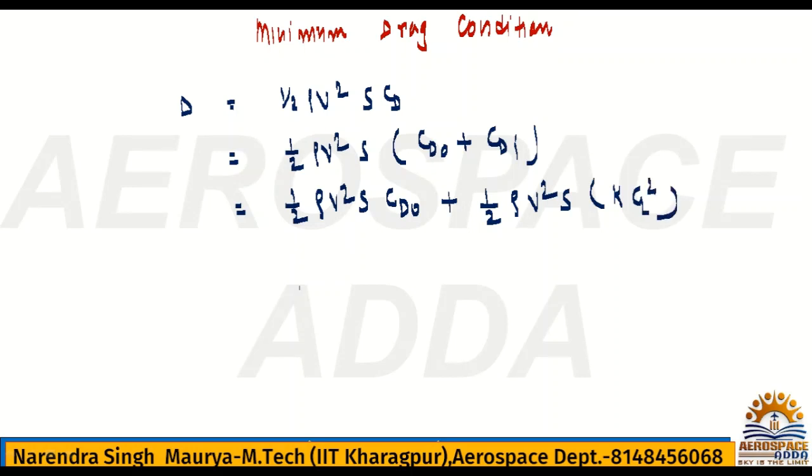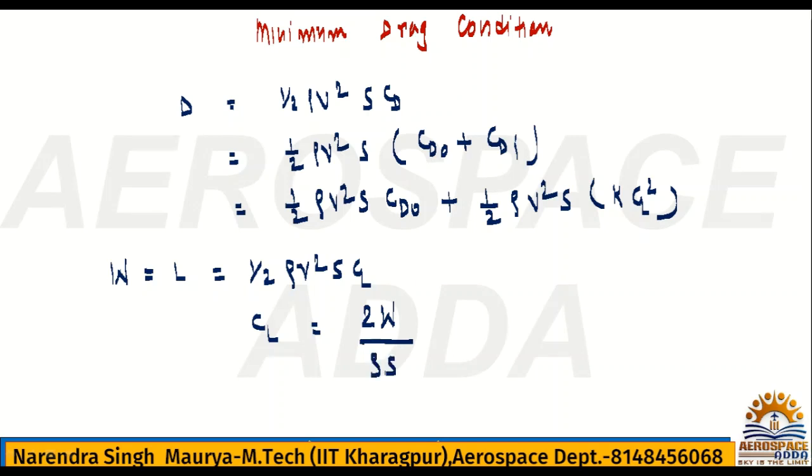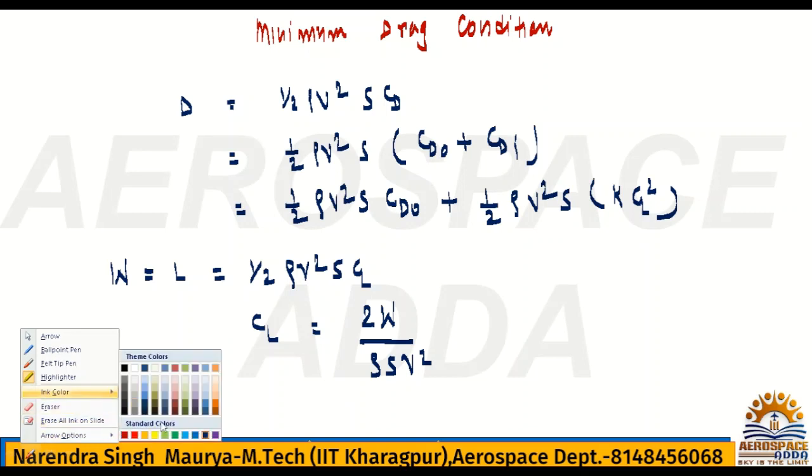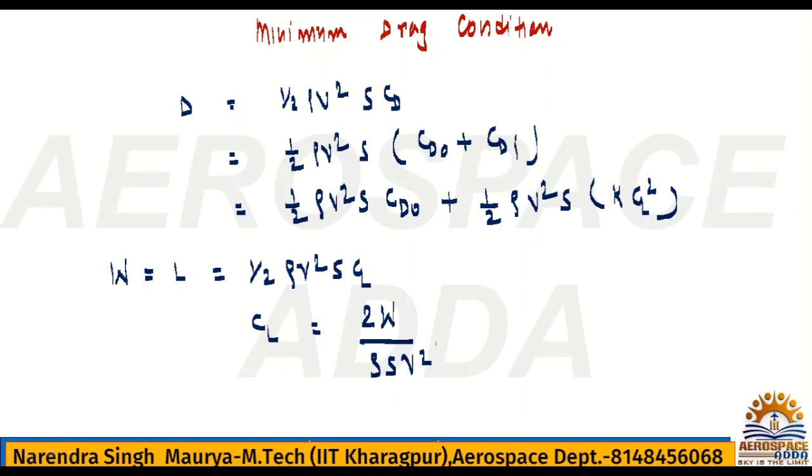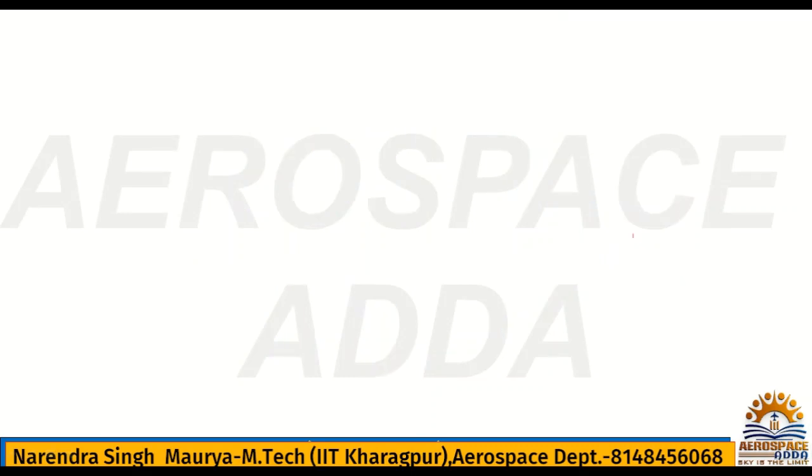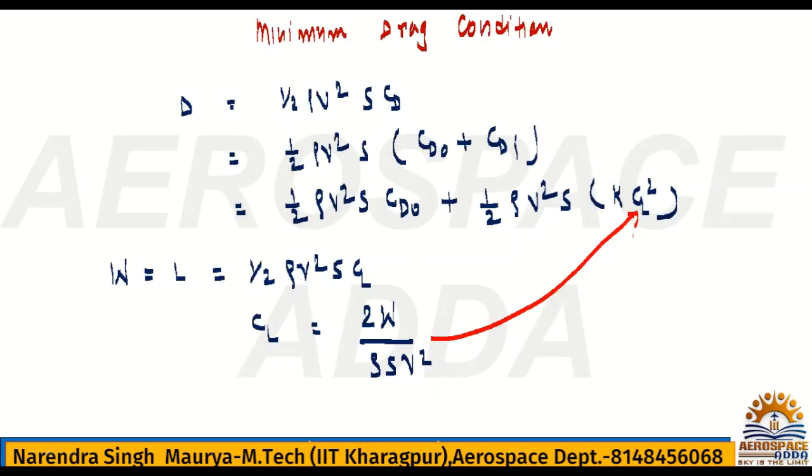Now we know lift is equal to half rho V square S into CL. Lift is equal to weight. So we'll get CL equal to 2W by rho S V square. This CL value we have to keep here. Next slide. So what do we have now? Drag.